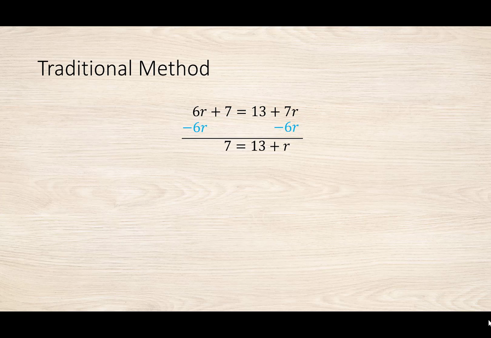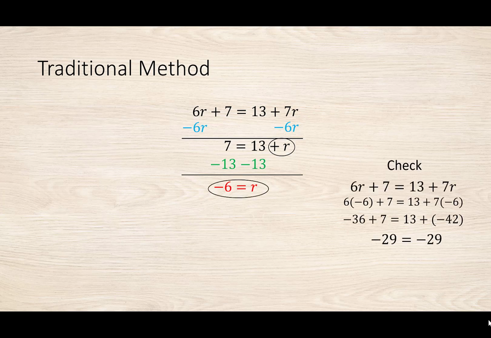When I do that, I'm left with 7 on that left side equals 13 plus 7r minus 6r is just plain r, or 1r if you wish. From here, I'm going to use my circle of don't touch, which is that r. I know I have to get rid of that 13, so I'm going to subtract 13 from both sides. And then 7 minus 13 is negative 6. So r equals negative 6.